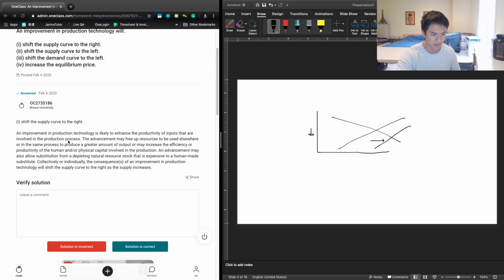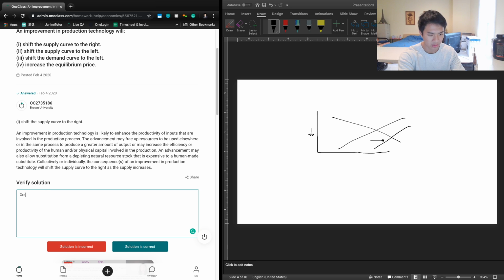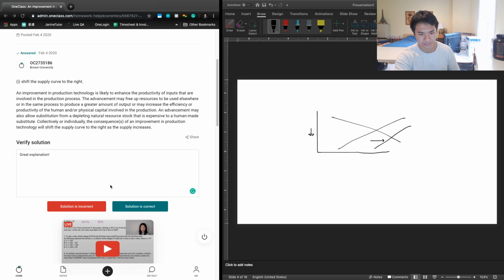So yeah, I think that's a very good explanation, great explanation. And I don't think there's anything we need to really add there. I think that really covers the things we need to know for this question.